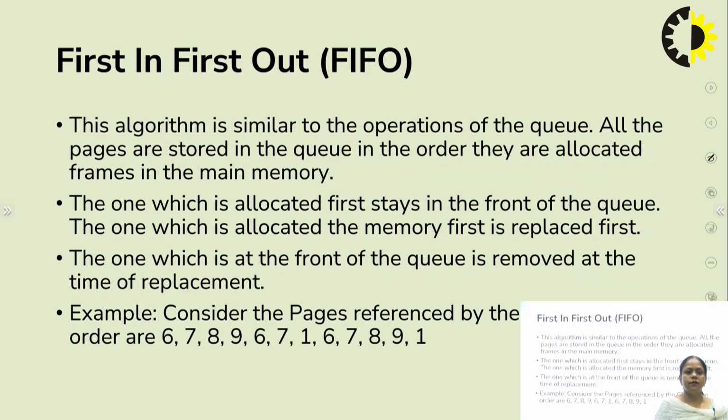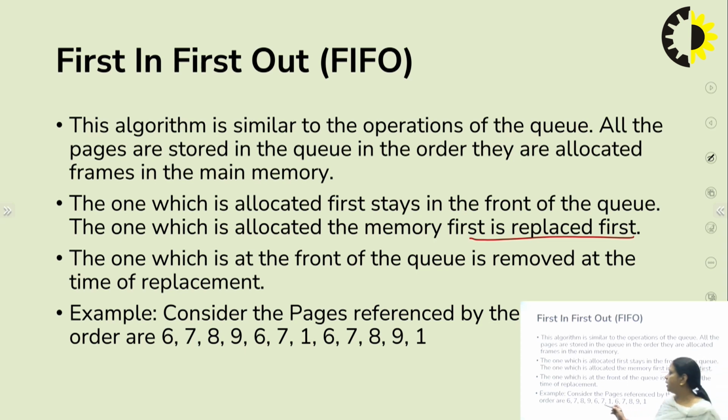First is first in first out. First in first out means the first page which came into the main memory will be replaced by the new page. This algorithm is similar to the operation of a queue. All the pages are stored in the queue in the order they are allocated frames in the main memory. The one which is allocated first stays in front of the queue. The page which is allocated memory first is replaced first. That's why it is known as first in first out.